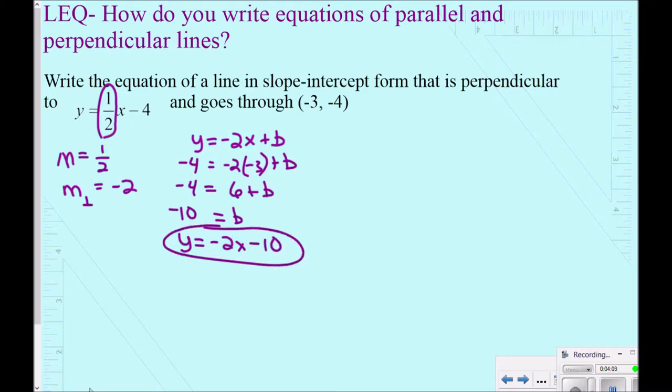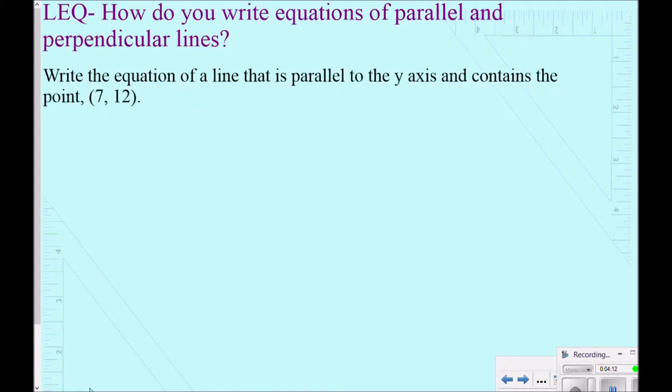Okay, and that should be a pretty easy, quick review. So the next one, this time we want the equation of the line that's parallel to the y-axis and contains the point 7, 12. Well, because we don't have an equation this time, we don't have a slope. So this one's easier just to visualize. If it's talking about the y-axis, then maybe it would be helpful if I could see the y-axis.